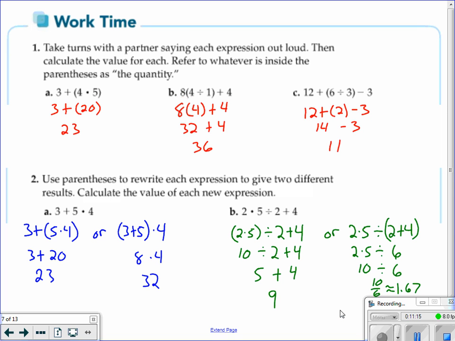Alright, so go ahead and check A and B here. So A, if I do it the first way, I would end up with 23. If we do it the second way, where we put the parentheses around the 3 plus 5, we'd end up with 32. For letter B, the first one I chose to put the parentheses around the 2 times 5. So if I do it that way, I would end up with 9. And then the second way I chose to do it was to put the parentheses around the 2 plus 4.